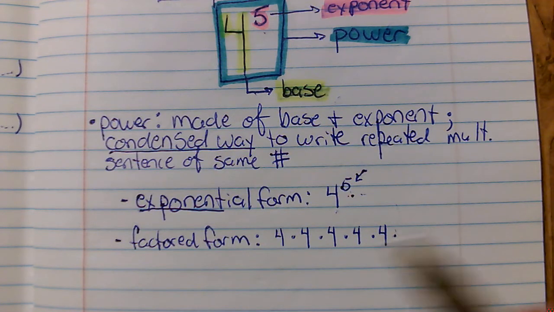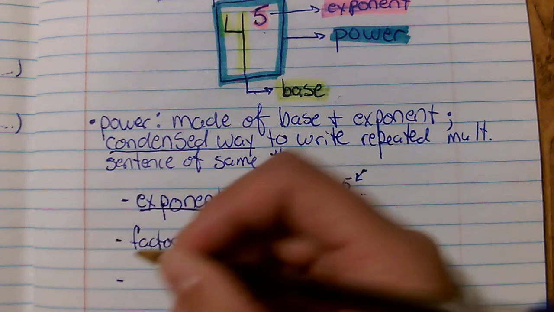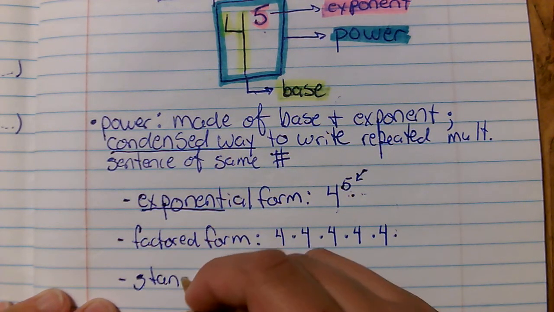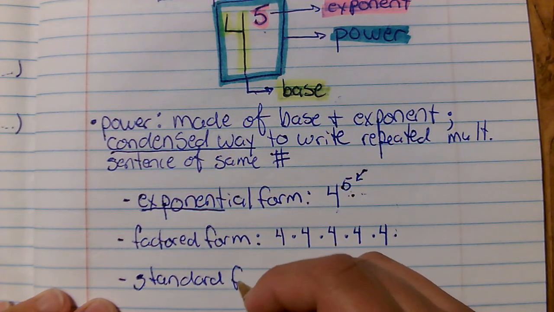These two things represent the same amount, but they're just written in different ways. And now there's one other way to write it, and that is called the standard form.